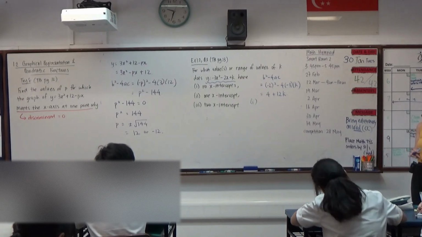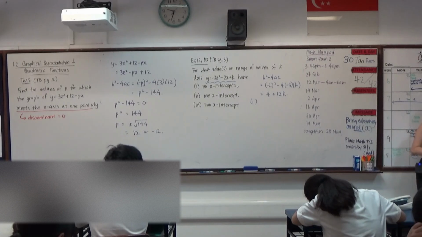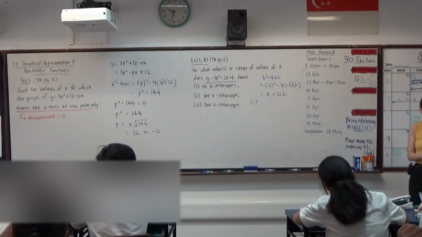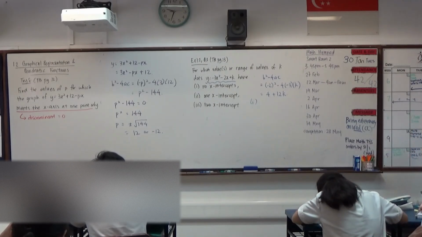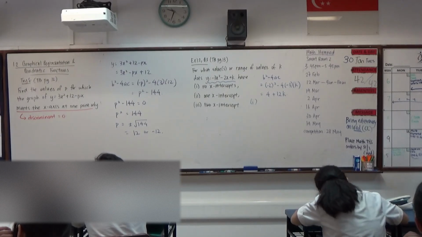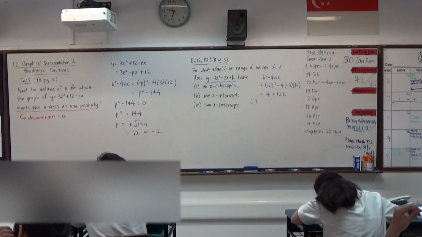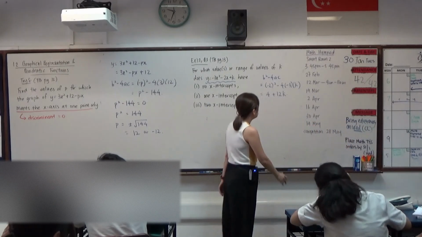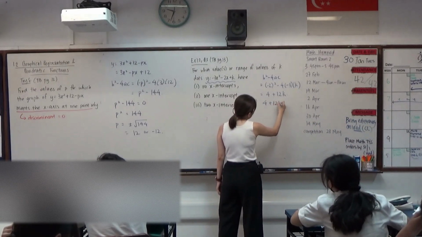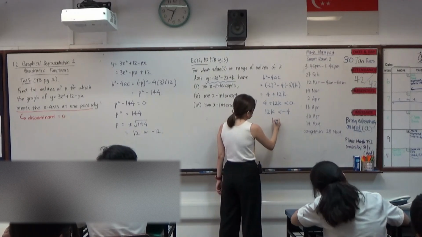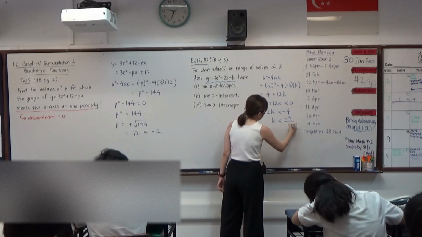Okay, so to say no x-intercept, what does it mean for the discriminant? Ravi? What does it mean for the discriminant when we say no x-intercept? Smaller than 0, because in the square root sign, if it's negative, then no answer already. Okay, so we will say that 4 plus 12k is less than 0. So 12k is less than negative 4. K is less than negative 4 over 12.